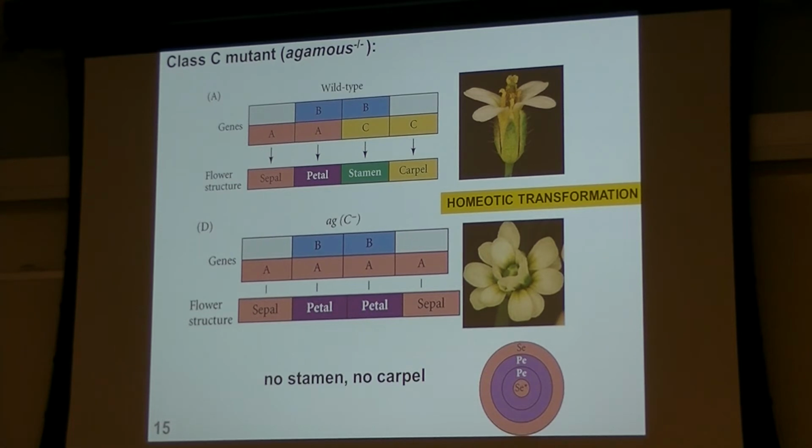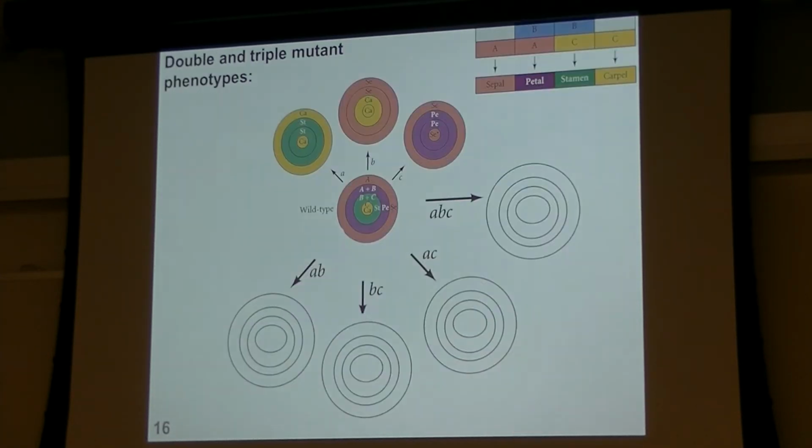Question? What would happen if you had both the A and C knocked out, because the B regions don't have any area where they act on their own? That's a good question. I'll have a slide on that in about 2 or 3 slides here. So, some of the double mutants.